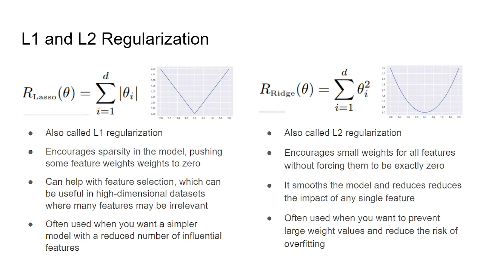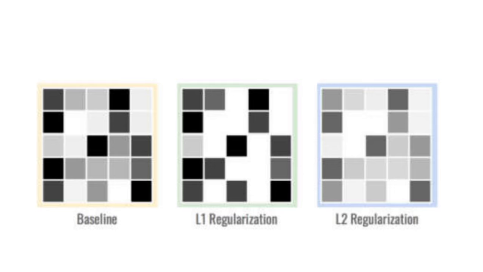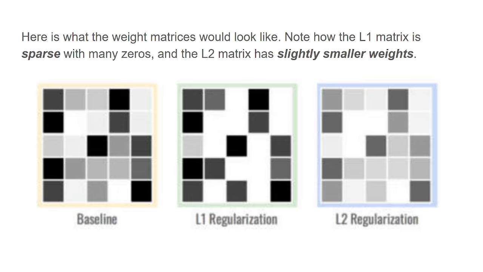This is going to reduce the impact of any single feature over the other. This is going to prevent your more dominant features from dominating too much. This is not going to help you with feature selection. This is what you use when you want to prevent large weight values and when you want to reduce the risk of overfitting. This is what I've given to you as an example.